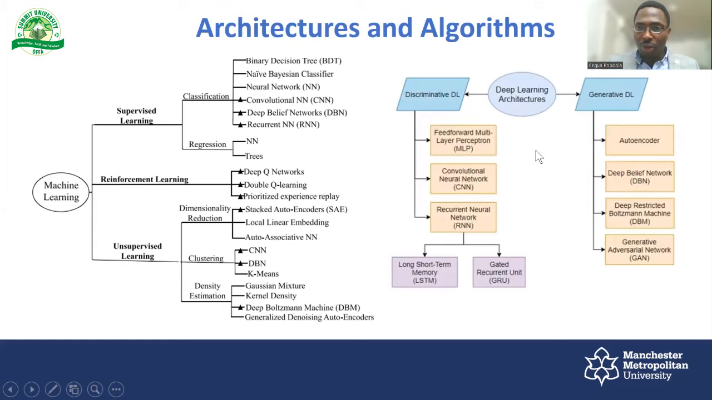Also, specifically for deep learning architecture, you can categorize deep learning architecture as discriminative deep learning as well as generative deep learning. So under each of them, we have different architectures that you can explore.